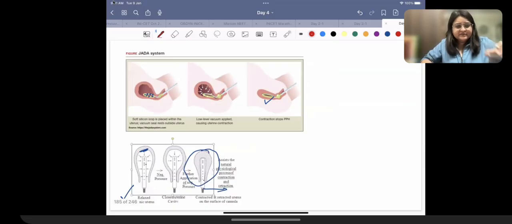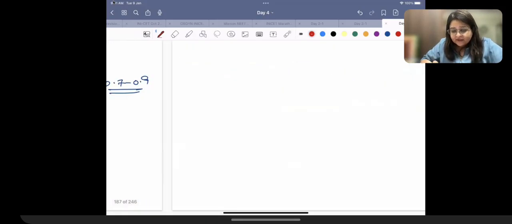Somebody wanted to see the previous slide here. I haven't written anything in this, nothing is there.